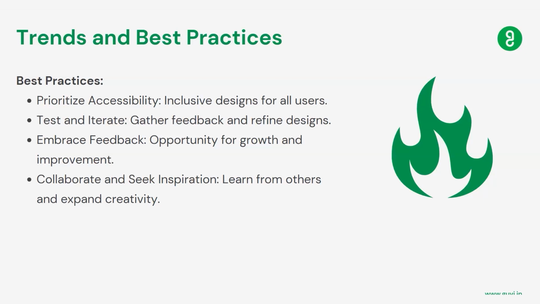The next one is test and iterate. So regularly test your design with users to gather feedback and identify areas for improvement. And this can be like conducting a UT, meaning usability test, or A/B testing, or gathering user feedback to refine the design iteratively.